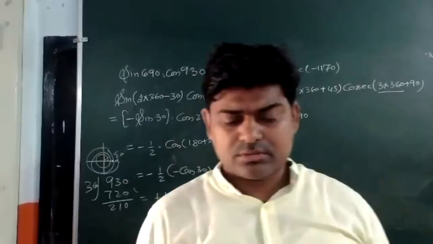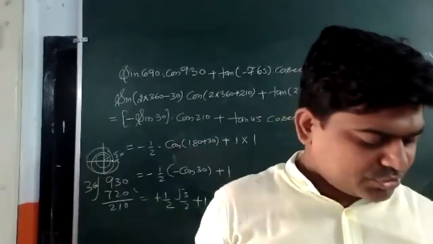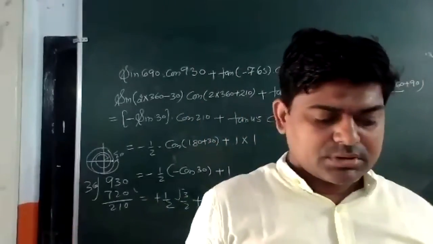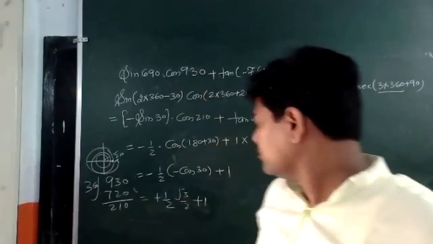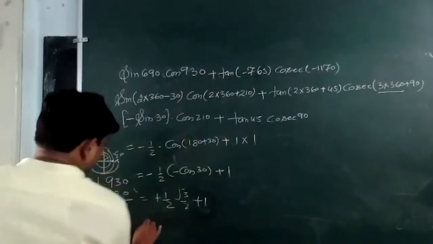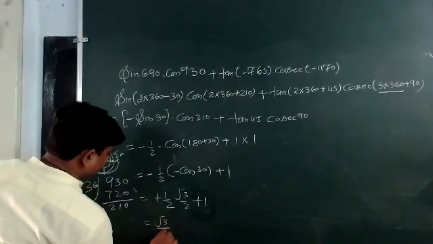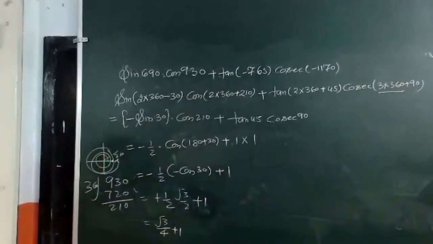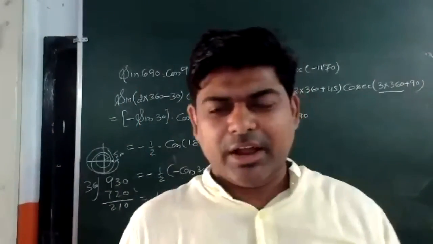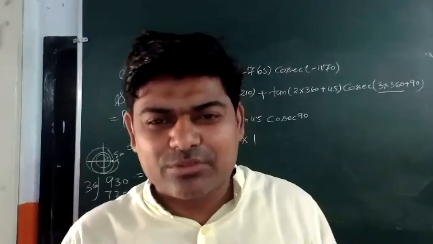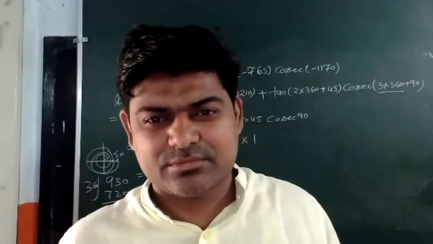Are you getting me? Which question have we done? Seventh, second part. Yes, it is correct. We get root 3 upon 4 plus 1. Anyone have any other doubt? I think at least you have come to know how we can use the quadrant concept.